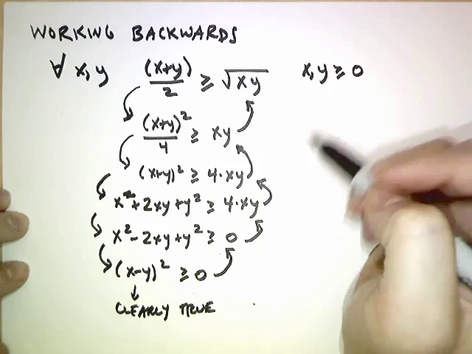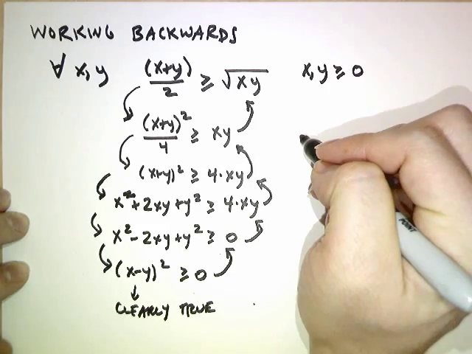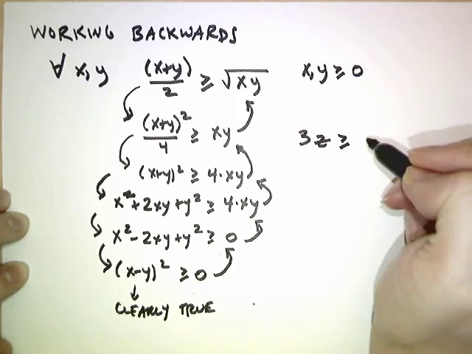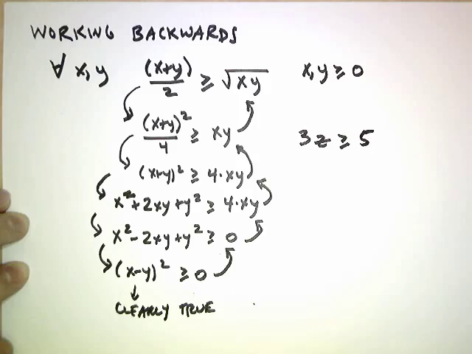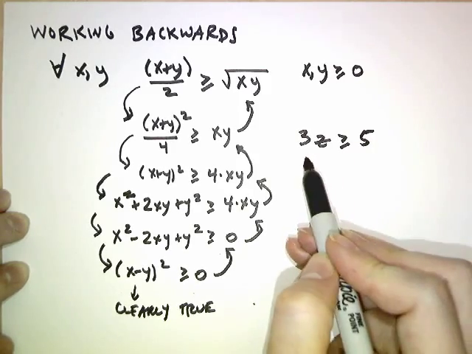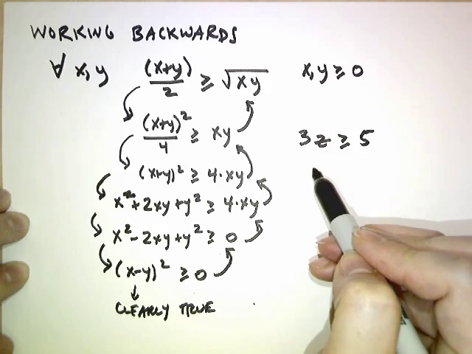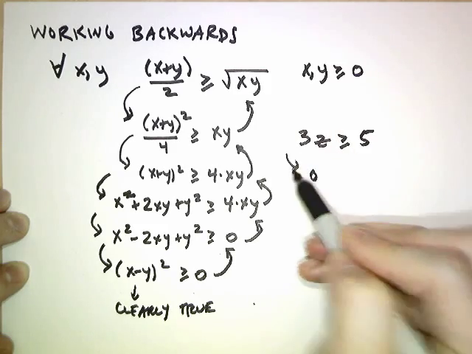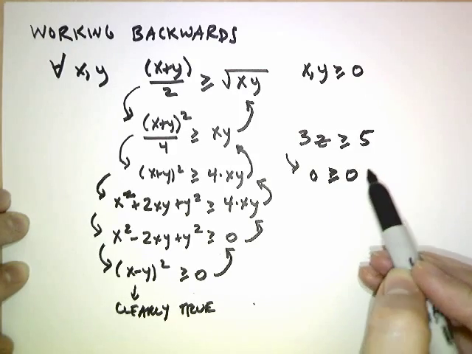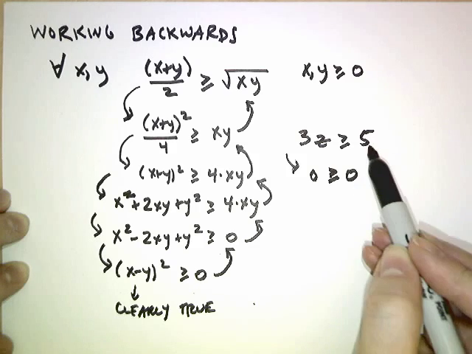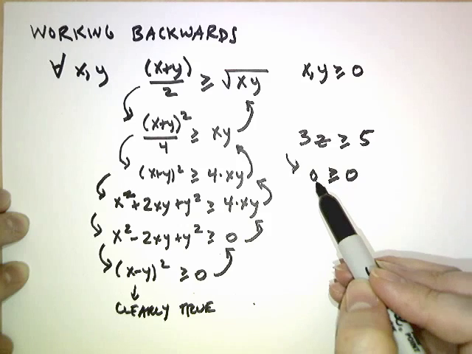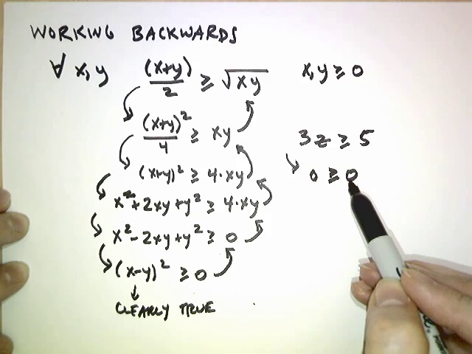Now, sometimes you can't work backwards. So for example, let's say I had 3z greater than or equal to 5. I don't know, I'm working some step in my proof and I get 3z is greater than or equal to 5. And then I multiply both sides by 0. So it implies that 0 is greater than or equal to 0. Okay, but how do I go backwards now? It's not clear exactly what to do. I have 0 on the left-hand side and 0 on the right-hand side.